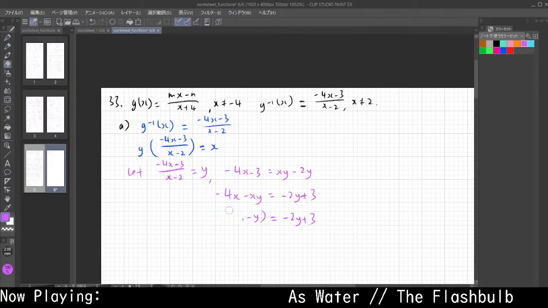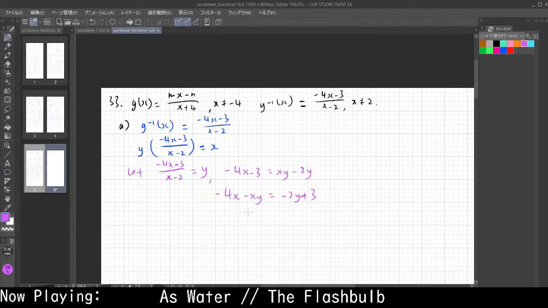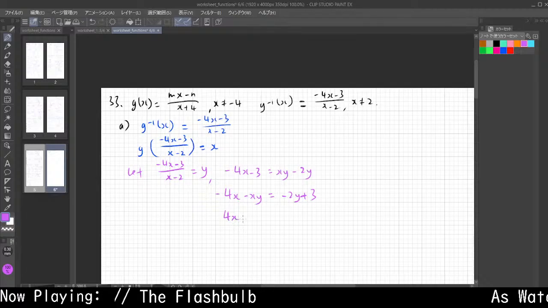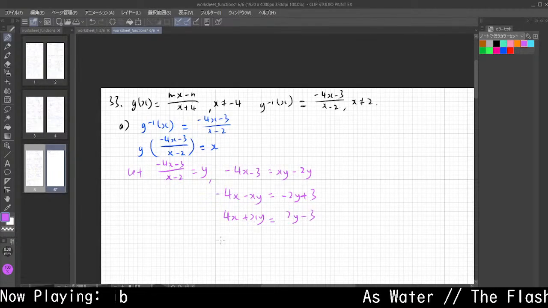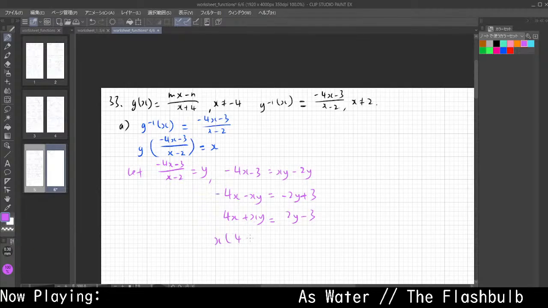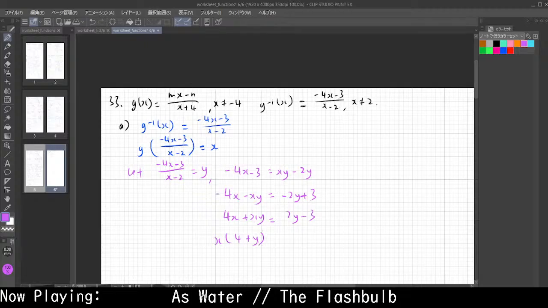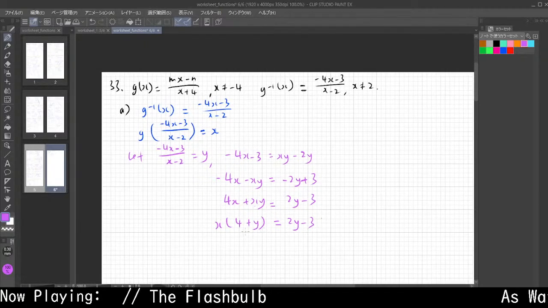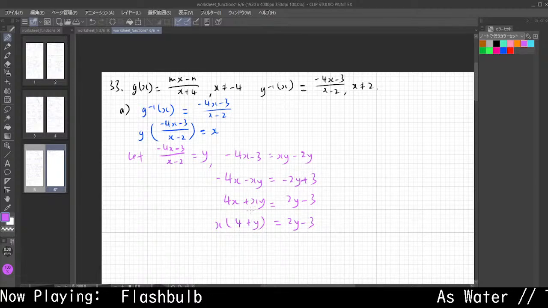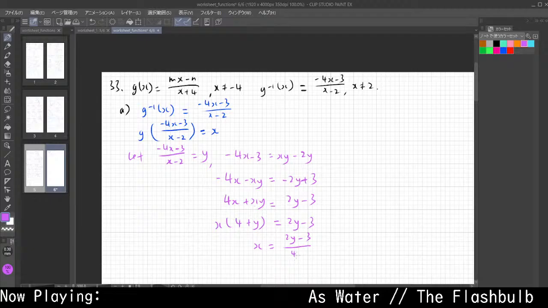Actually, let's just get rid of the negative signs first. Entire thing multiplied by negative because you will need it later. Entire thing multiplied by negative, you get 4x plus xy equals 2y minus 3. X you factorize out, you get x bracket 4 plus y equals 2y minus 3. Okay, 4 plus y you can move over to the other side. x equals (2y minus 3) over (4 plus y).